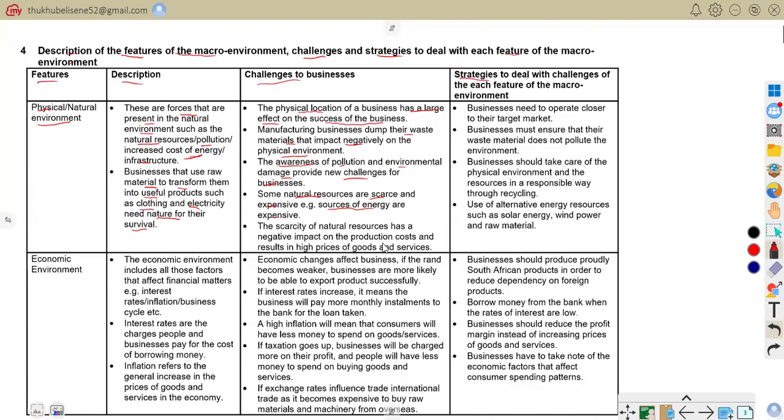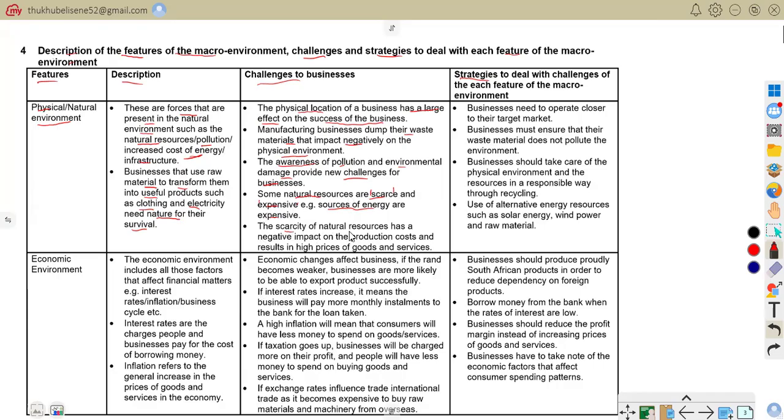As we are saying, some natural resources are scarce. They are not easily found, and you'll find that they are as well expensive. So that is a challenge. Like I've talked about, raw materials like fuel cost more. That is a challenge because they are very expensive. It costs more.